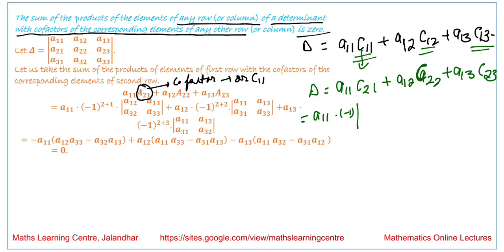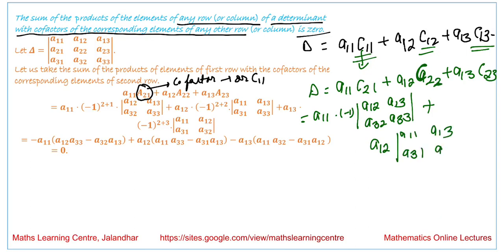Then the determinant of A12 A13, A32 A33. Next plus A12 into the determinant; it is 2 over here, so the sign will be positive. So we are writing A11 A13, A31 A33, and last it is plus A13, with a minus sign over here, and the determinant we are talking about is A11 A12, A31 A32.